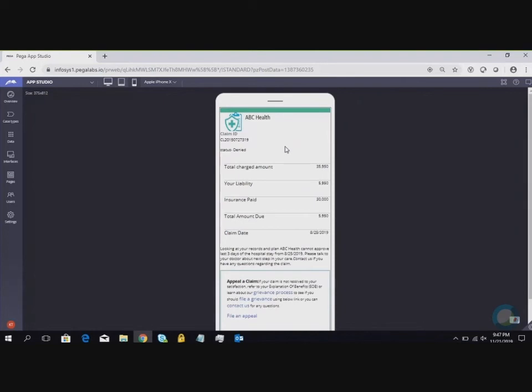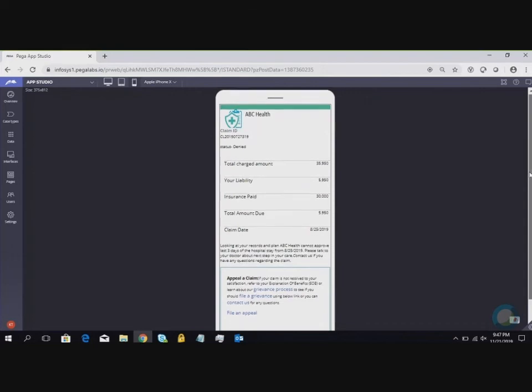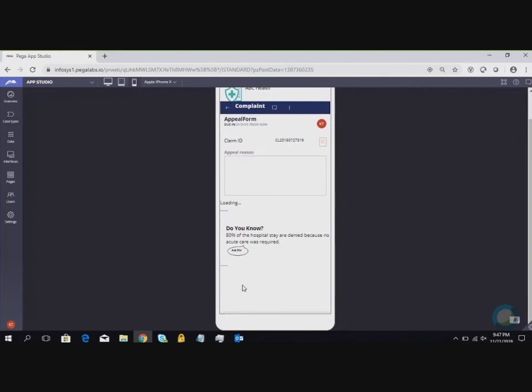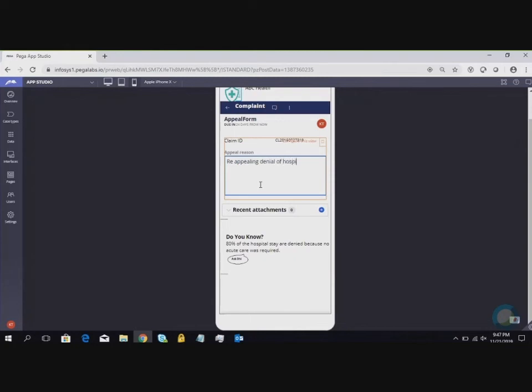35,000 was the total charge amount, how much the insurance has paid, how much liability he has. So as you can see, 5,000 is what he has to pay, and that's what he's appealing for. I'll move along, and right there itself, the guided submission occurs. So what that means is he can quickly enter the appeal text, like why he thinks that he needs to get paid for the entire 10 days.